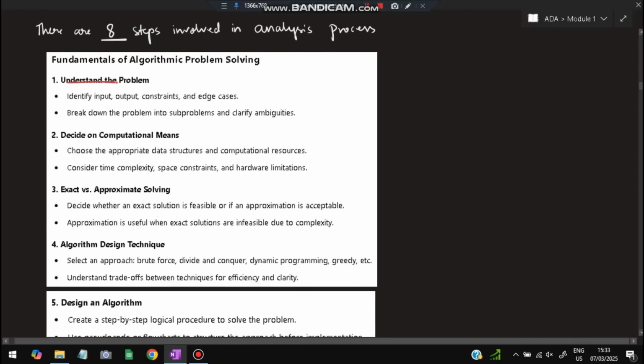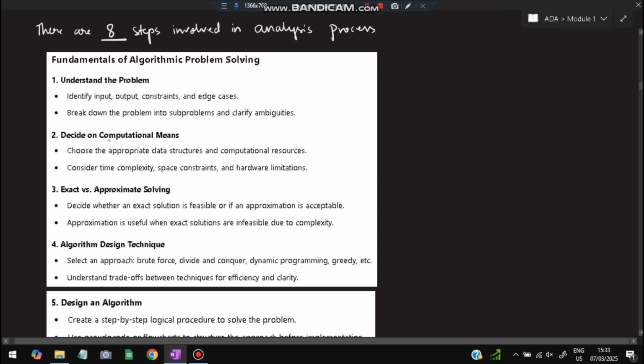The first one is understand the problem. What all do you need to understand in the problem? First, understand what the input is and what the output is, what constraints are present, and what the edge cases are. Break down the problem into subproblems and clarify ambiguities, meaning whatever doubts there are should be clarified so that we are sure about what problem we are solving.